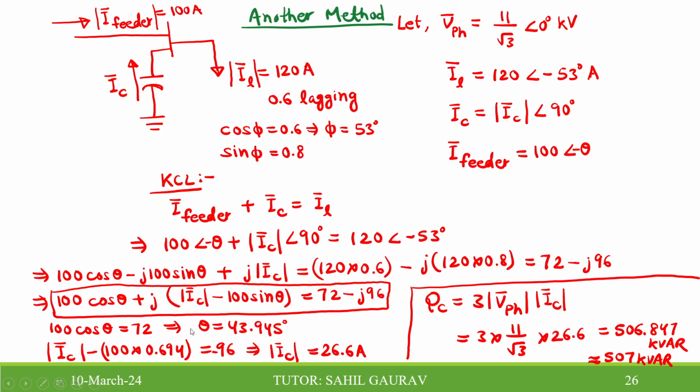So upon equating the real part, you will get theta, that is 43.945 degree, and upon equating the imaginary part, you will get the capacitor current magnitude. From here you can find this reactive power being supplied by this capacitor bank. So it is 3 into V phase into IC, V phase 11 upon root 3, IC magnitude 26.6 ampere. You will get from here 507 kVAR. So you can also approach this way. This is not recommended. I think the previous one is better, but you may find this one also interesting.